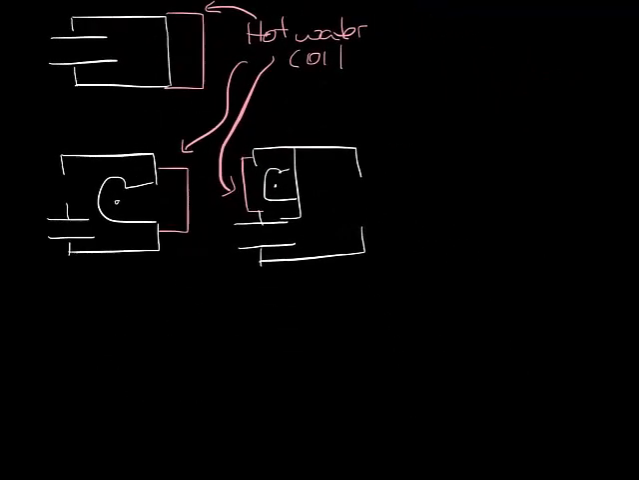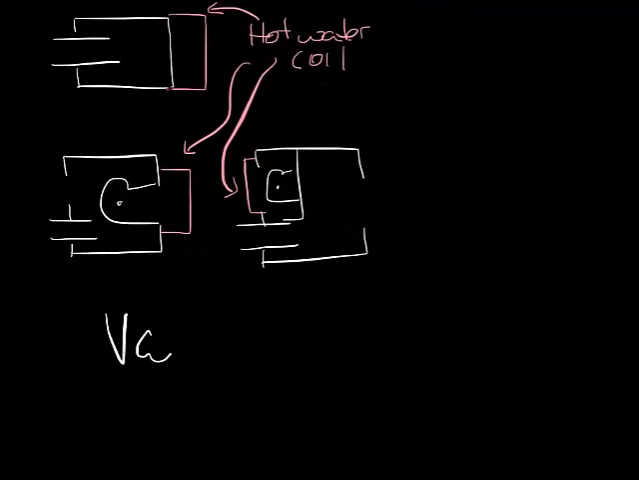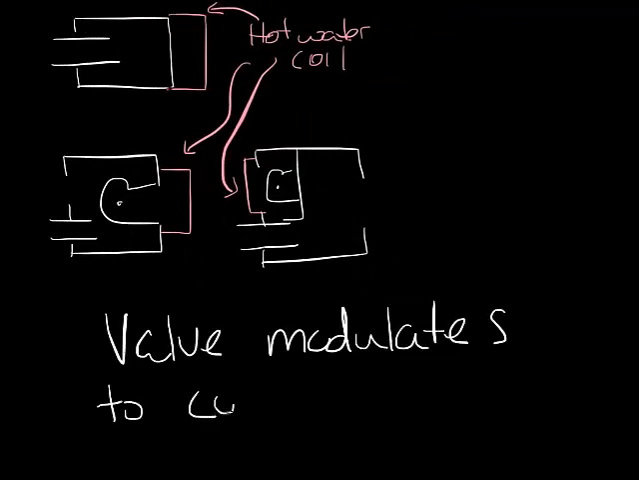Okay, so let's move this out of the way a little bit. When you have a call for heat, the controller on the VAV box modulates a valve that controls the water flow to the water coil, and this is how you control the heat in the zone.